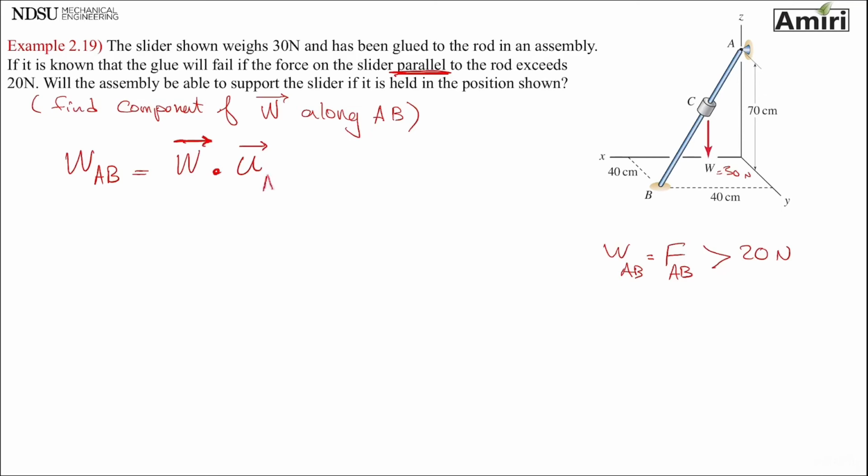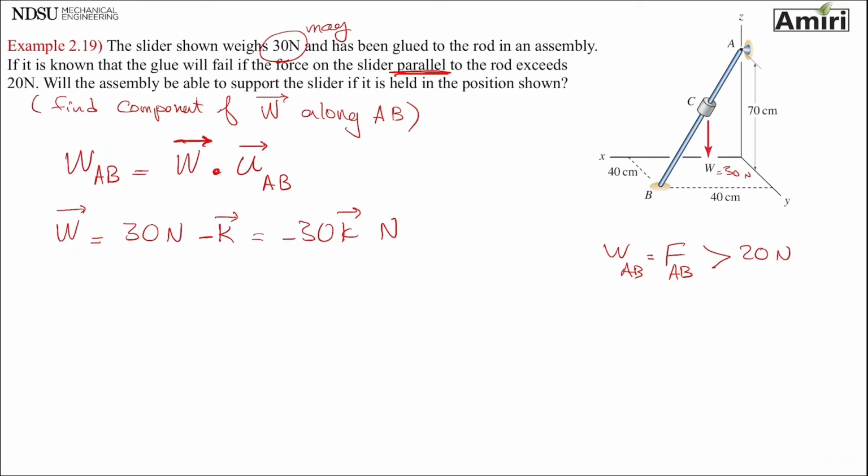Right, A, B, or CB. It's going to be the same. So let's see. How can I transfer the weight into a vector from its magnitude, which is 30 newtons? Do I know the direction of weight? Yes, I do. Weight is always going straight down. So it's 30 newtons is the magnitude. Straight down is minus k. So minus 30k is my weight.